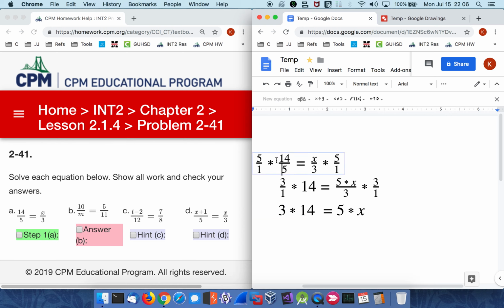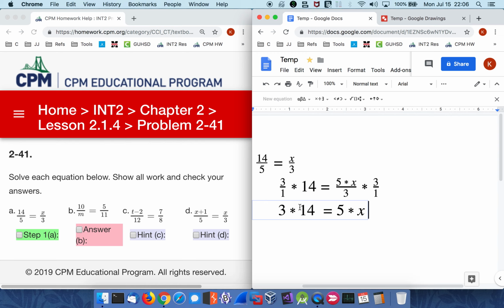Because remember, the original problem was 14 over 5 equals x over 3, right? So this is why you can say 14 times 3 equals 5 times x. Because when you do the manipulation here, you get 14 times 3 equals 5 times x. So that cross multiplication is just a shortcut, because you're going to end up there anyways if you do this math.